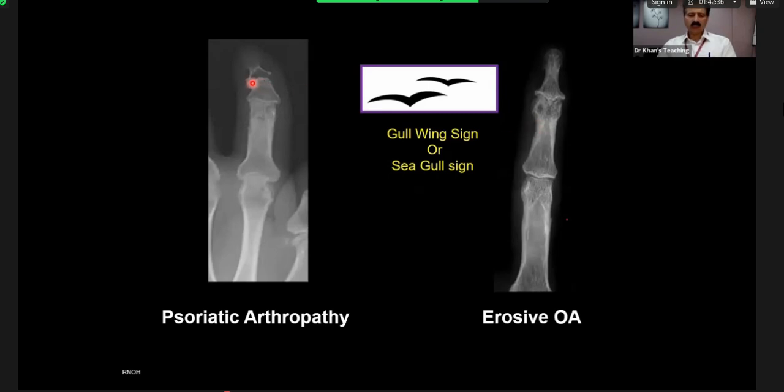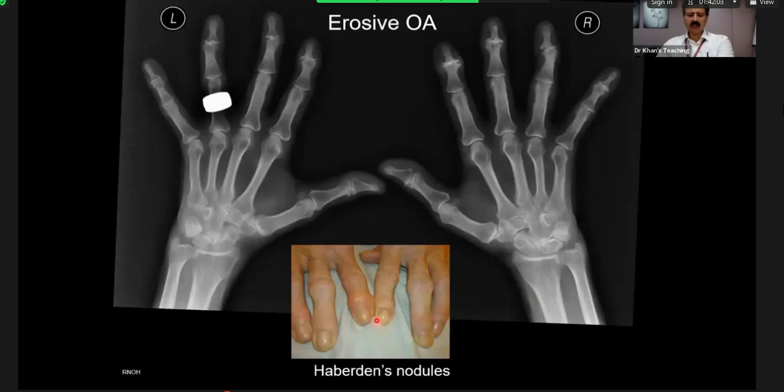If you see, this is psoriasis, where you can see that there is an erosion which is involving the whole of the articular surface. Here, what happens is that in the proximal portion, there is a central erosion, and then there is proliferative change which fills it up, and it gives you this seagull sign or gull wing sign, whatever you want to call it. And clinically speaking, this is how this patient will present to you with what we call Heberden nodules.